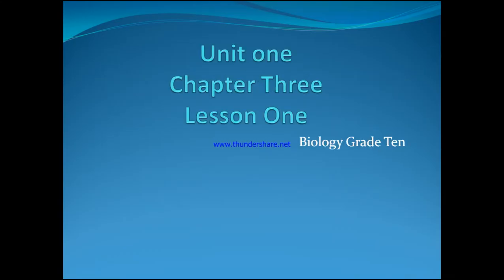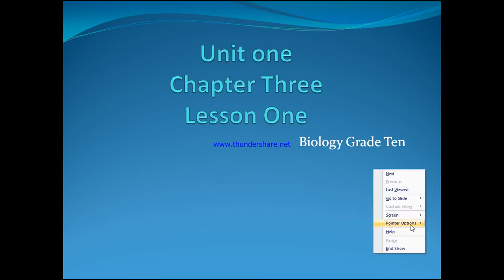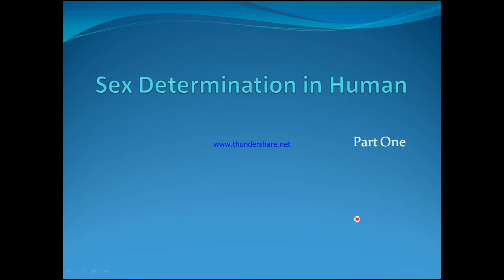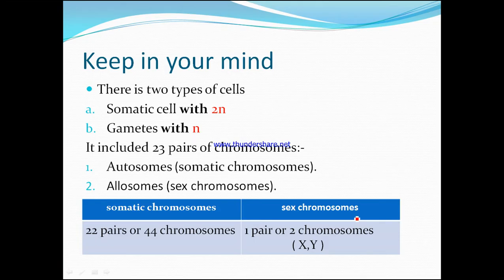In sha Allah, we will start today together lesson 1, chapter 3, unit 1: sex determination in human and abnormal chromosomal cases in human. At the beginning we must keep in mind this lesson is divided into two parts. Part 1 is sex determination in human. We ask each other which parent is responsible for determination of the sex of the offspring. But before starting, we must keep in mind 2 points.